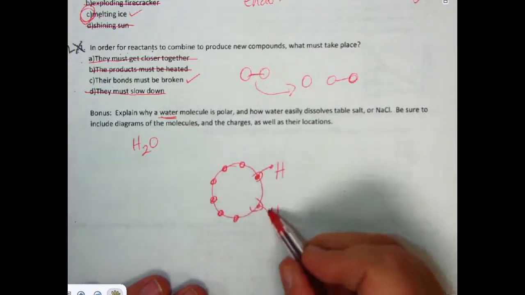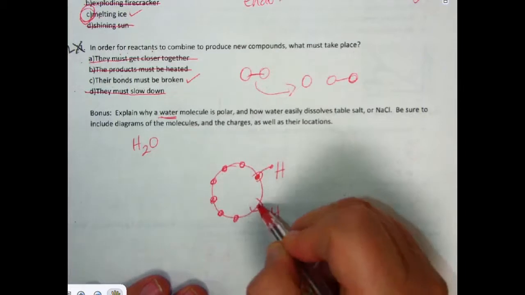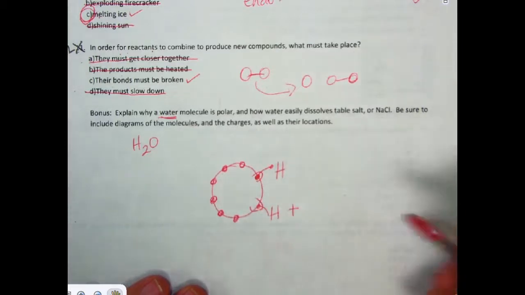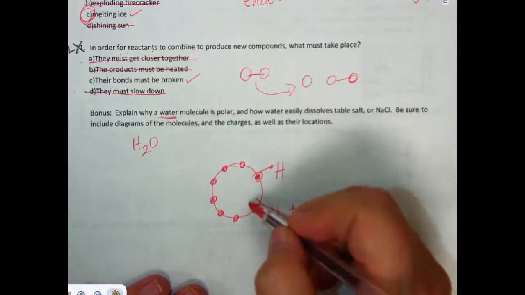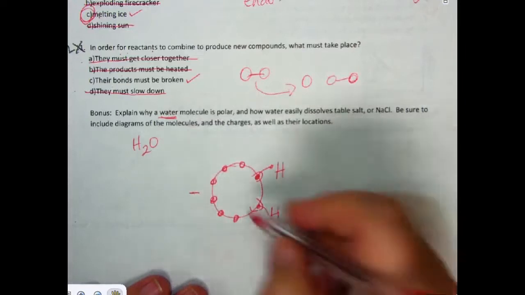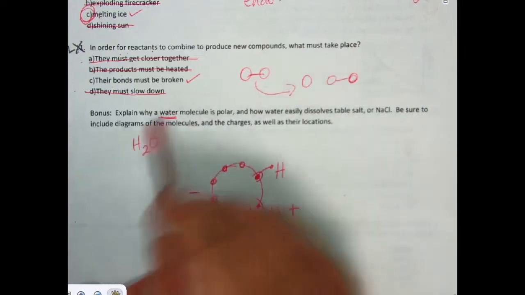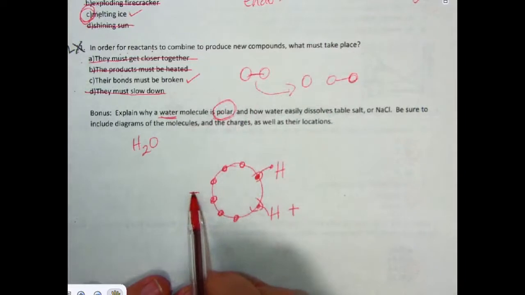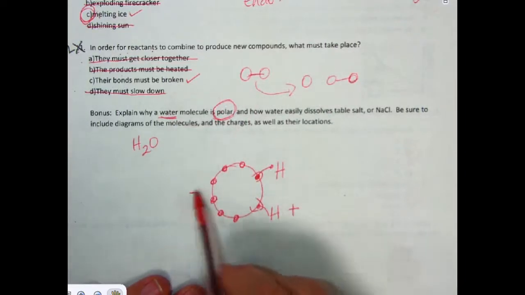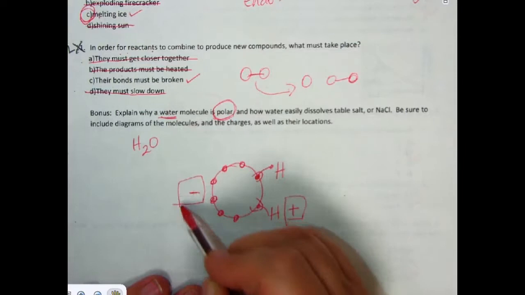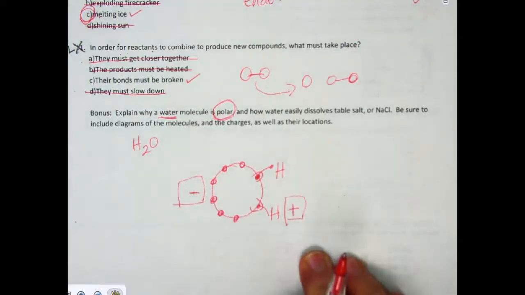Now, since they're giving electrons to oxygen, they're actually becoming slightly positive. Okay? And since oxygen is gaining electrons, or negative charges, it becomes slightly negative. So we end up with a polar molecule, and that's what we're looking for. Why is it polar? Well, because the opposite ends are charged oppositely. One end is positive and one end is negative. That's what makes it polar.